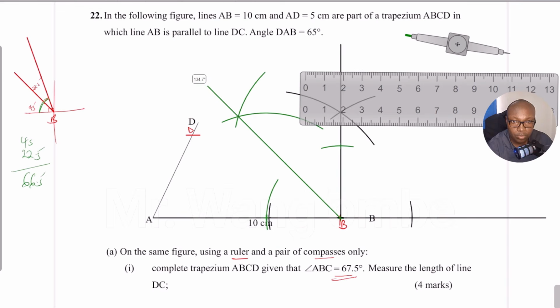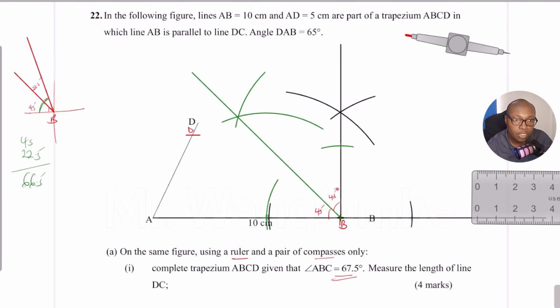Just make sure that this one is 45. Let me join this one again. So from this point, it will be there. So join. So that is 45 degrees. So this is 45 and this is 45 degrees. Then from there, I'll have to bisect this angle that is here. Let me bisect it.